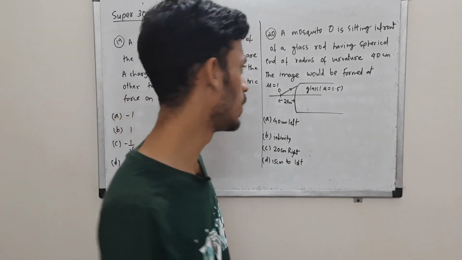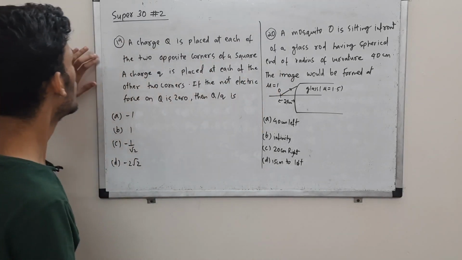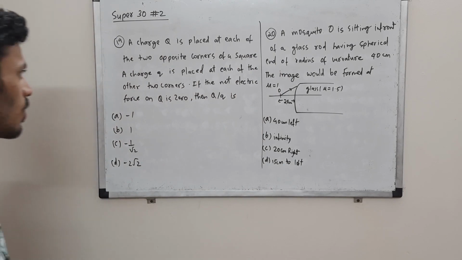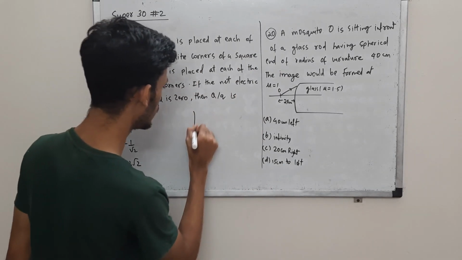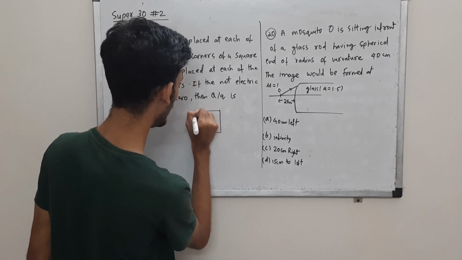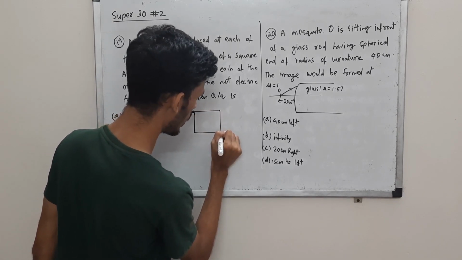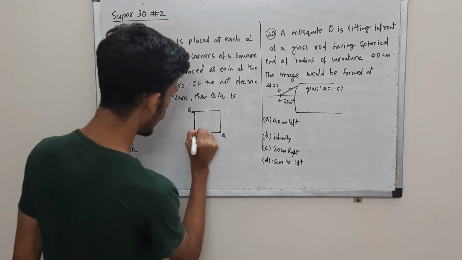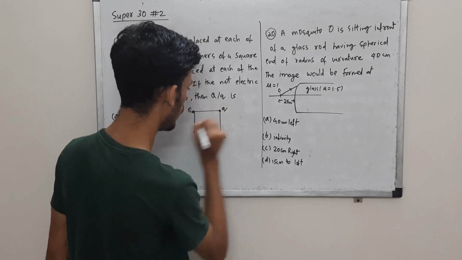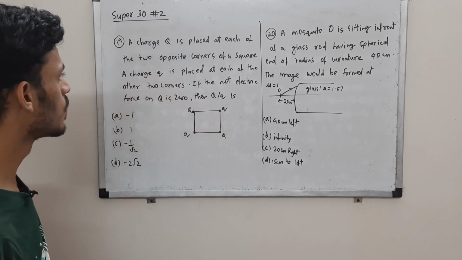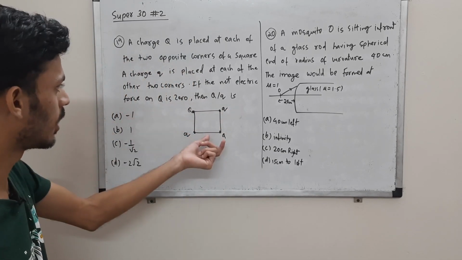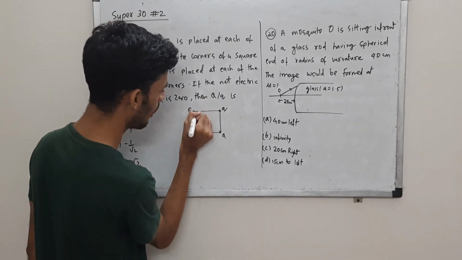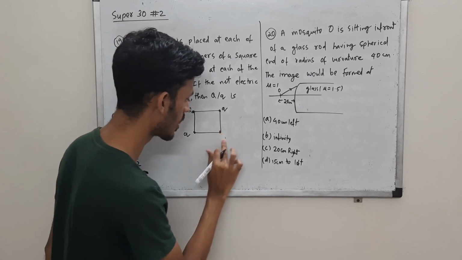Question 19 and 20 over here, so two thirds of the way done. Question 19: a charge q is placed at each of two opposite corners of a square. The first thing to do is make a neat diagram, that is something my teacher used to say. So capital Q and capital Q at two opposite ends of a square, and small q and small q at the two other opposite ends. If the net electric force on capital Q is 0, you are supposed to tell the ratio of capital Q by small q.